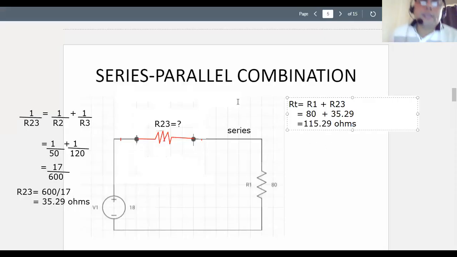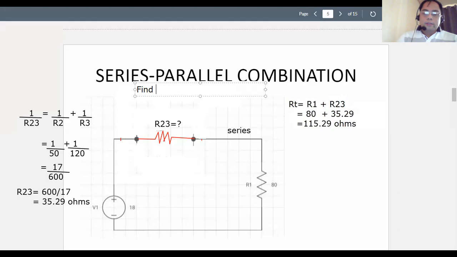Okay, having calculated RT, let's say in this problem, what you will be looking for are the following. First of all, let's say we find the total current. How much is the total current? How much is the total resistance? Of course, we already calculated this. How much is our voltage V1? So maybe those are some of the things that we are able to calculate.